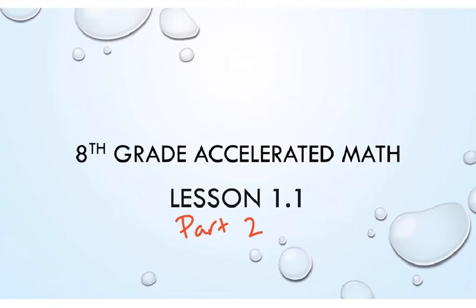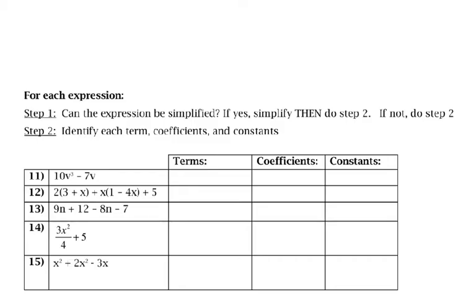This is continuing the first part of lesson 1.1. And so we've gone over the vocabulary for terms, coefficients, constants, like terms, expressions. And so we're going to fill in this table. So it says for each expression, so make sure you understand what that word means. So each of these, 11 through 15, is an expression.